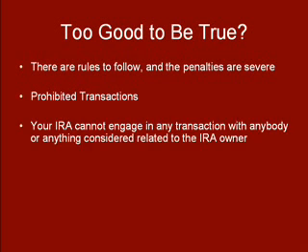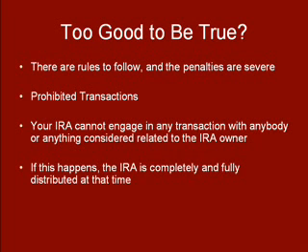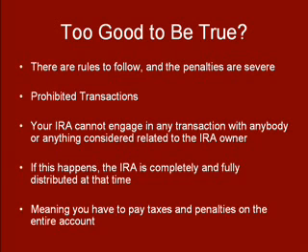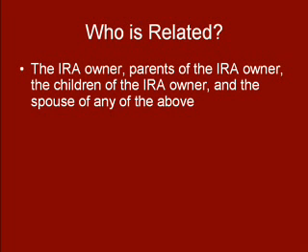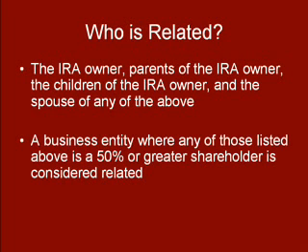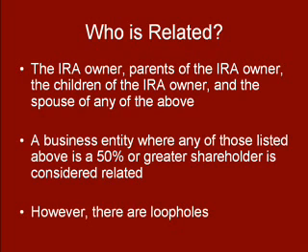We have what are called prohibited transactions. Your IRA cannot engage in any transaction with anybody or anything considered related to the IRA owner. If this happens, the IRA is completely and fully distributed at that time, meaning you have to pay taxes and penalties on the entire account. Now, who is related? The IRA owner, parents of the IRA owner, the children of the IRA owner, and the spouse of any of the above are related. Furthermore, a business entity where any of those listed above is a 50% or greater shareholder is considered related. However, there are loopholes.